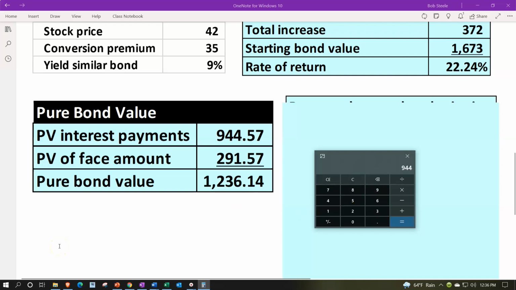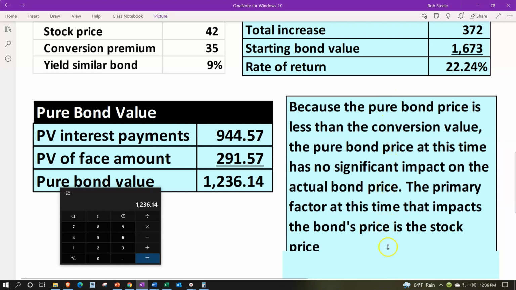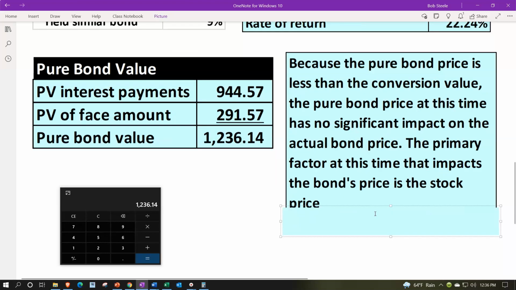The 944.57 plus the 291.57 gives us the 1236.14. So note that because the pure bond price is less than the conversion value, the pure bond price at this time has no significant impact on the actual bond price.